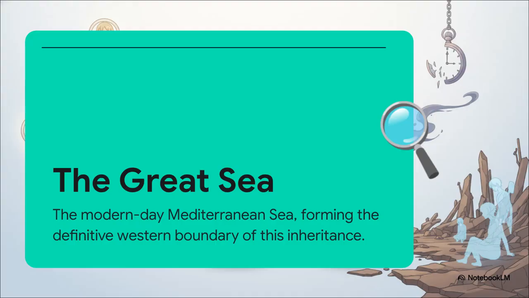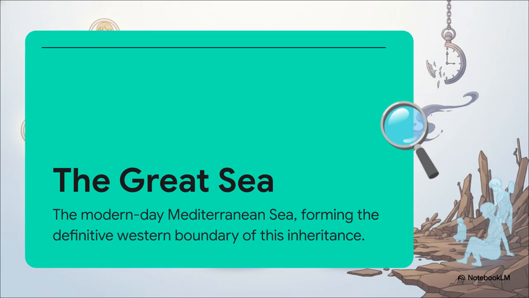And notice that the Great Sea, mentioned here in verse 3, that's the Mediterranean Sea. It provides a completely unmovable western boundary for their massive inheritance. In the ancient world, the sea was basically the edge of the earth. You really can't argue with an ocean, right? It forms the perfect, undeniable wall on the west.